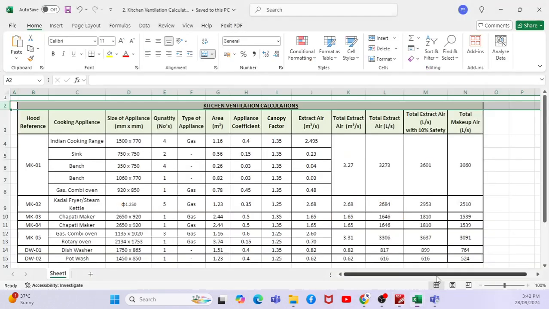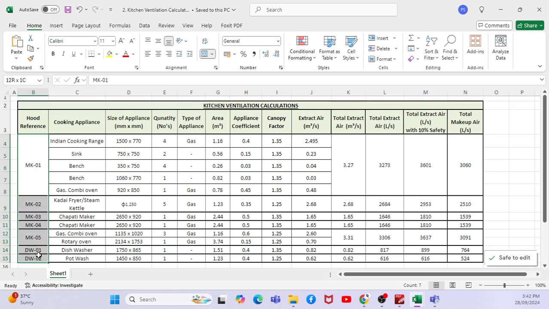One of the calculation sheets I will provide you, where you can provide your appliance reference. Then you can add your type of appliances, size of the appliances, quantity, then types, whether it is gas or electric, and the area. You can calculate the appliance coefficient from the table, and you can calculate the canopy factor.